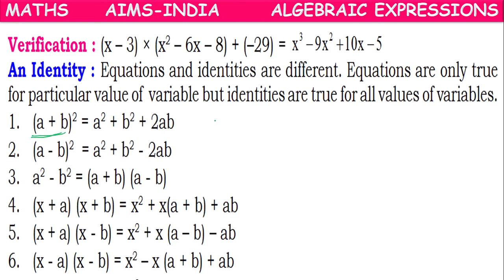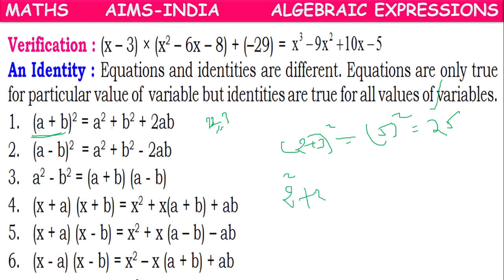Let's try with other values. Now take 2, 3. In the place of a, let's take 2, and in the place of b, let's take 3. So 2 plus 3 whole square. 2 plus 3 means 5 square. 5 square means 25. LHS is 25. What about RHS? 2 square plus 3 square plus 2 into 3. 2 square is 4. 3 square is 9. 2 times 4.